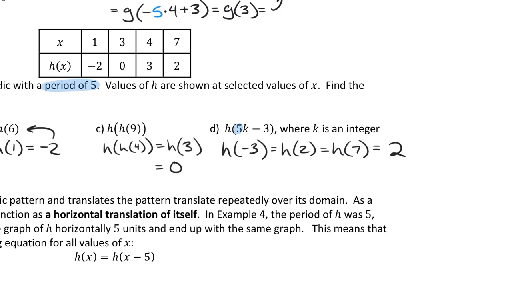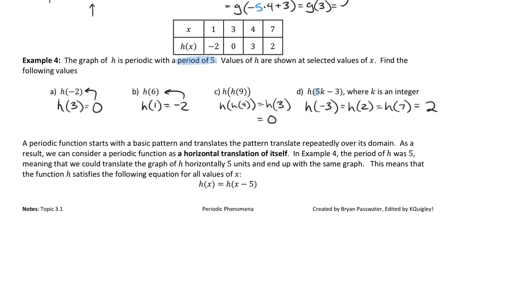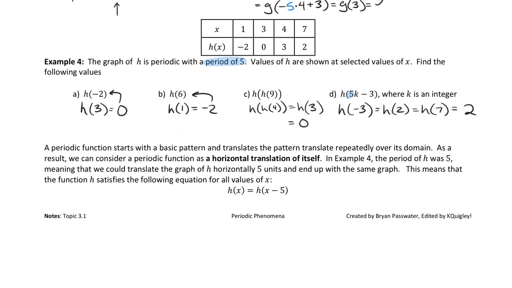So anytime you are multiplying by your period length, it's like the cycle is restarting. So you can go back to the beginning of that cycle and just use that one cycle or one table to answer your questions. From this example, we kind of see it. A periodic function starts with a basic pattern and translates that pattern repeatedly over its domain. So we have the check mark shape, and we move it over, and over again. As a result, we consider a periodic function as a horizontal translation of itself. It's taking itself and moving it, the period length, over and over again.